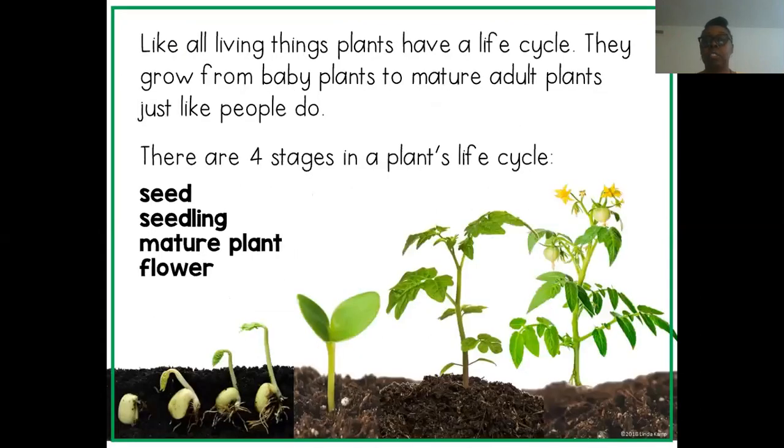Like all living things, plants have a life cycle. They grow from baby plants to mature adult plants, just like people do. There are 4 stages in the life cycle: the seed, the seedling, the mature plant, and then the flower. Do you see the yellow flowers on there? Look at this plant. You've seen this kind of plant before. Remember, we had this in our garden outside. That's a tomato plant.